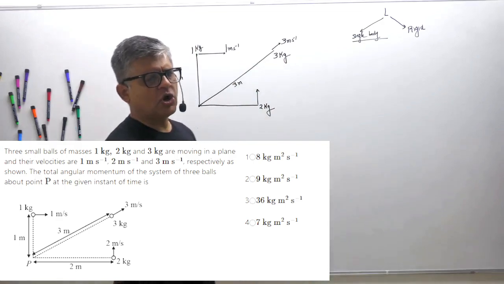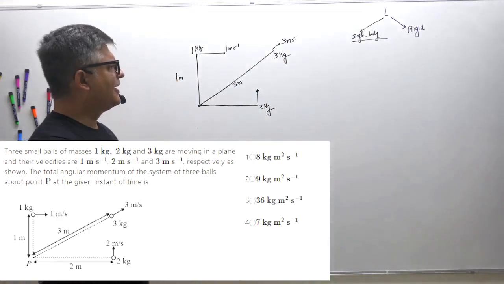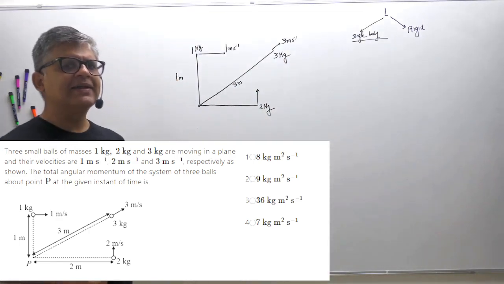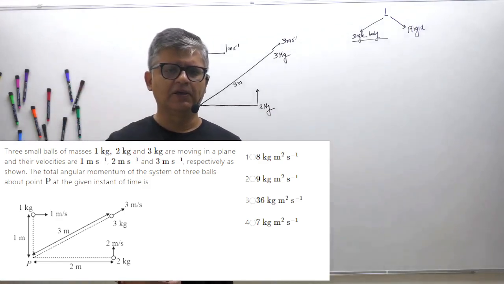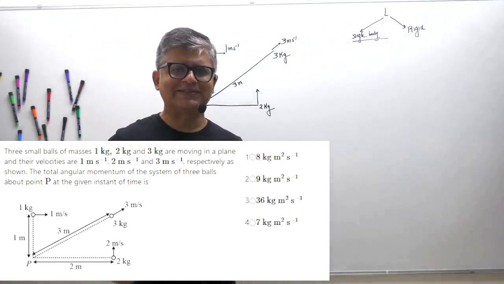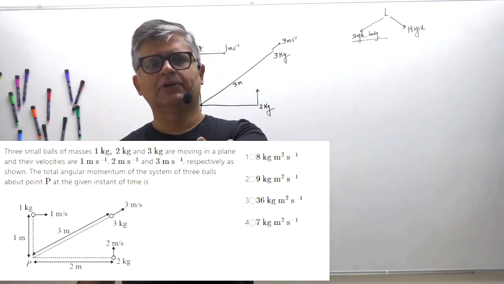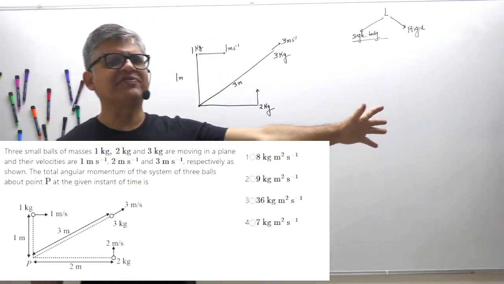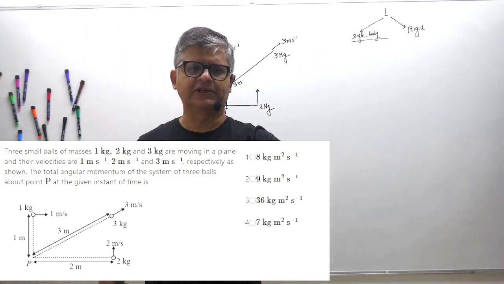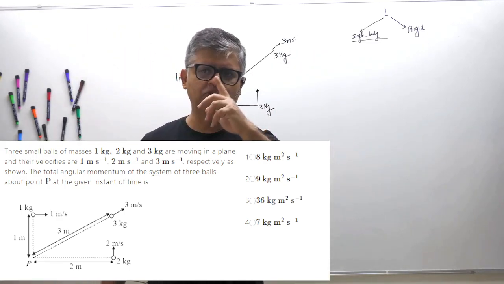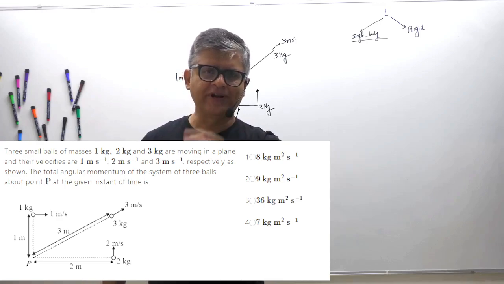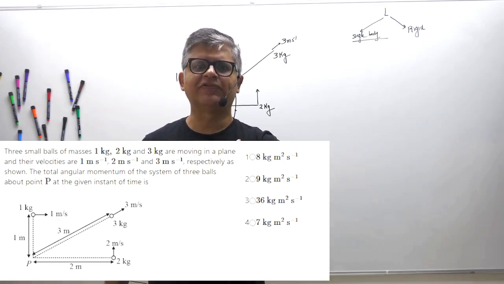Now, the choice of origin is very important. It is not an inherent property of the body. Body does not possess angular momentum. It is with respect to the origin. So if you choose the origin somewhere else, the angular momentum will change. That is what it means. So the choice of origin will decide the amount of angular momentum you have. It's not an intrinsic, inherent property of the body.